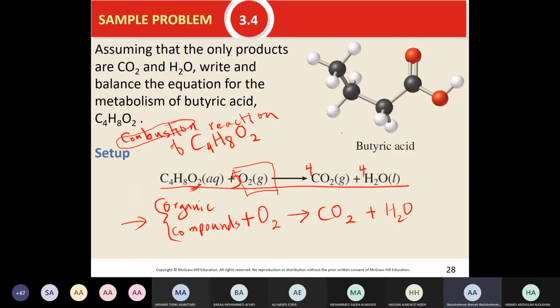Is this clear? Any question? In this case, always keep the O2 as the last thing, because if you need a fraction, put a fraction for O2. If you need 5/2, then multiply everything by 2. But this time we don't even need the 2. Is this clear? Yes.